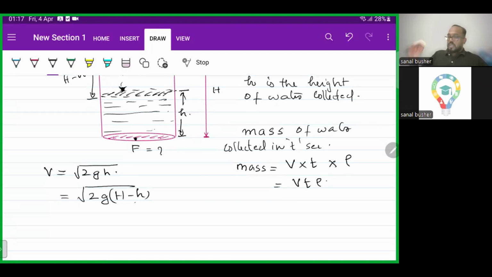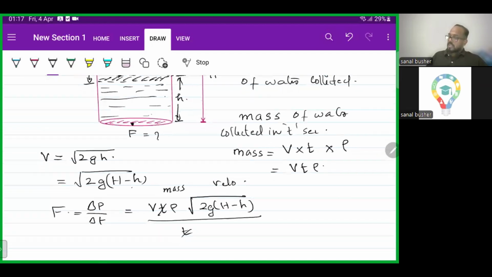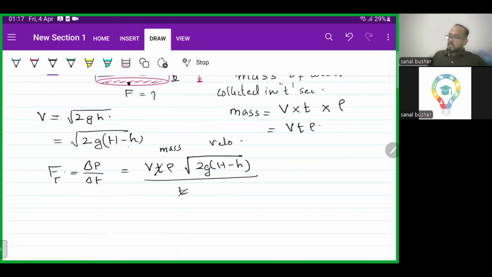Due to this impulse, you know the force is delta P upon delta t, the rate of change of momentum. You have the velocity and you have the mass. So you can multiply them. What is the mass here? V t rho multiplied by v, that is root of 2g(H minus h). So you are getting the change in momentum, mass times velocity. Divided by t, the t will get cancelled. So you are getting the force due to impact here.